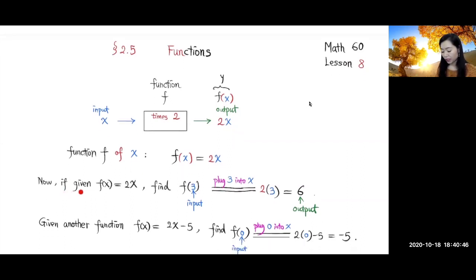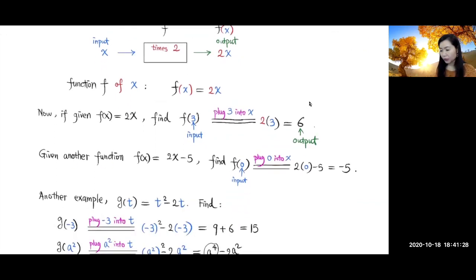So given f of x equal to 2x, let's find f of 3. Notice that whatever is inside this parenthesis here, that's the input, that's the x over here. So we're going to plug this 3 into x. Substitute this 3 into this x, you get 2 times 3, so you get 6. So 6 is the output. If 3 goes in, you times 2, then what's coming out of it will be 6. So f of 3 will be equal to 6.